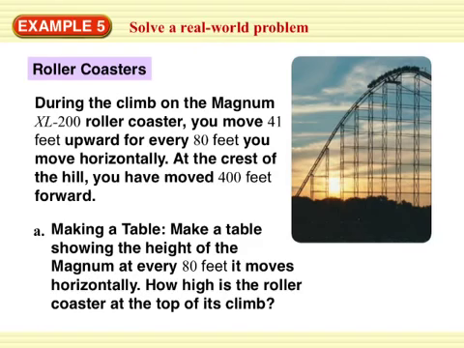All right, example 5, solving a real-world problem. During the climb on the Magnum XL 200 roller coaster, you move 41 feet upward for every 80 feet you move horizontally. At the crest of the hill, you have moved 400 feet forward. Okay? So you move 41 feet upward for every 80 feet you move horizontally. At the crest of the hill, you have moved 400 feet forward. So I think that would be 400. We're going to make that a straight line because it just makes it.